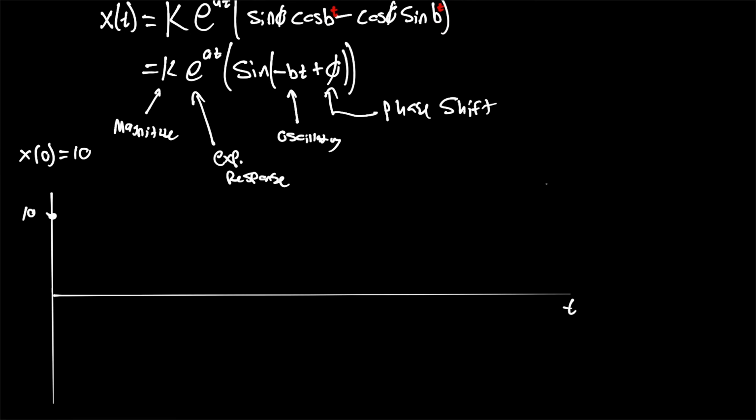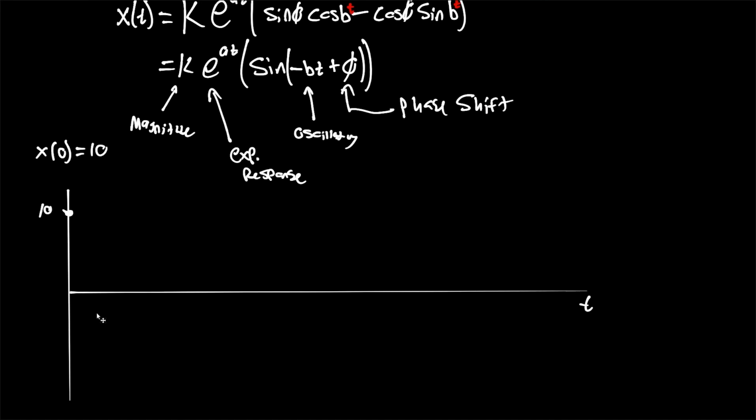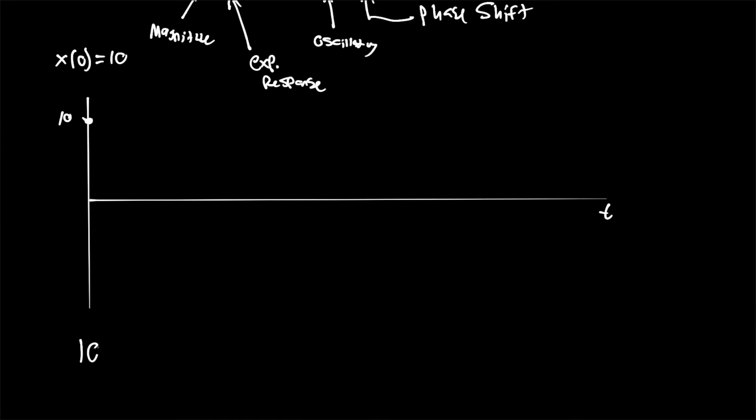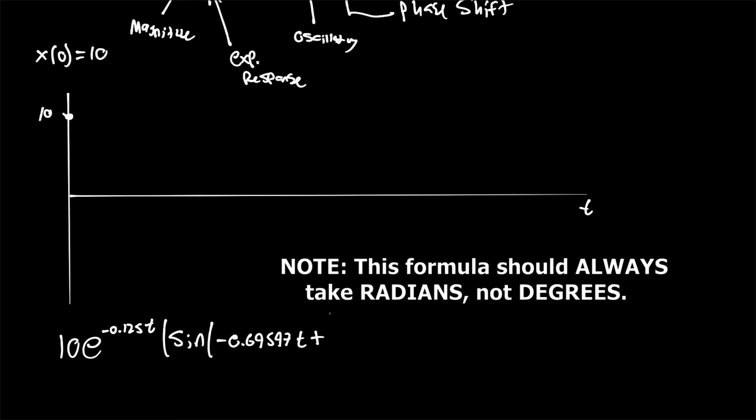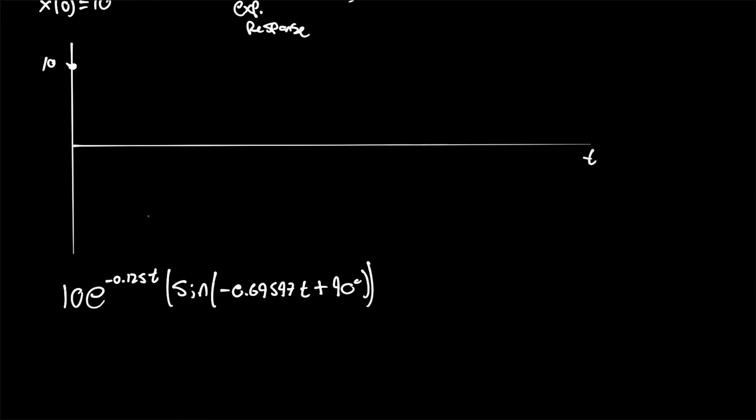Now if we wanted to plot this for however many cycles there would exist, we need to consider our time constant, which I'm actually going to rewrite this equation down here. We're going to have 10 e to the negative 0.125 t multiplied by sine of negative 0 plus, in this case it's going to be plus 90 degrees in order to get us at this starting point. And that's our equation for x of t.